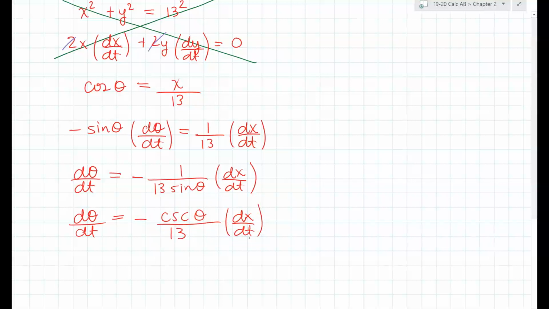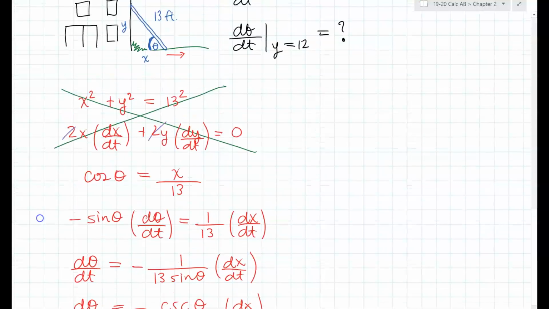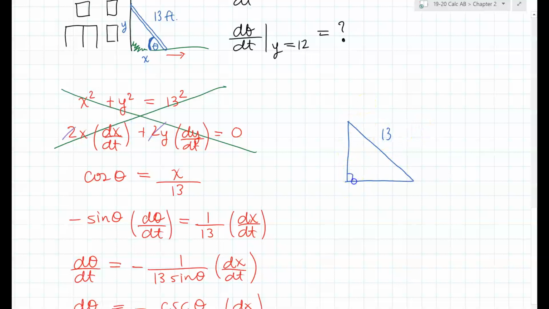Now, I know what dx/dt is. That's a 2. But I don't know what cosecant of theta is yet. But they did tell me some information about it, right? They said when y equals 12. So let me draw, actually I'm drawing the wrong picture here. We know that the ladder is 13. We know that this is a 12. So that means that the other side should be a what?